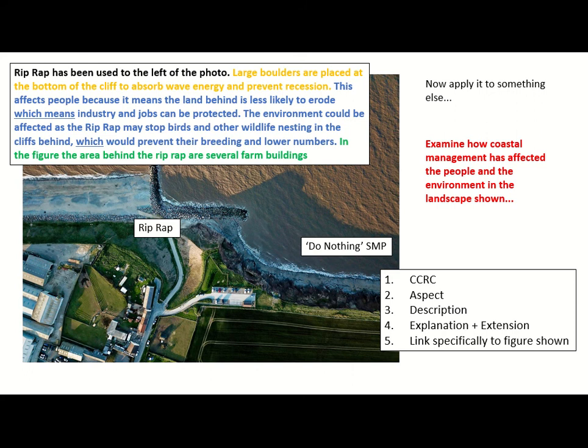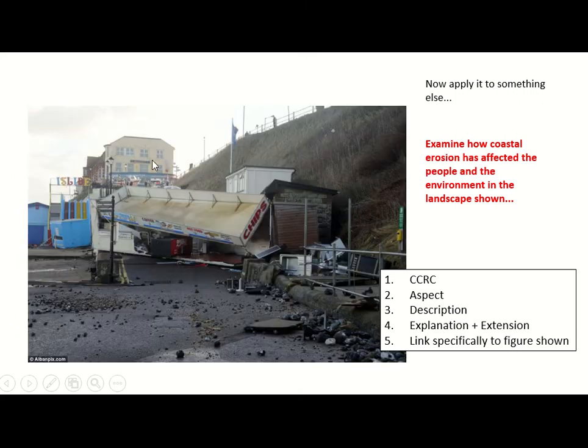So there you go. That is, again, a nice detailed paragraph, which is going to get you straight away into the realms of 4 or 5 marks out of 8, just because you've followed that structure: aspect, description, explanation, extension, and link it to the picture. Okay? Right, try this one. Examine how coastal erosion has affected people and the environment in the landscape shown. Same principle, same structure, pause the screen, off you go.